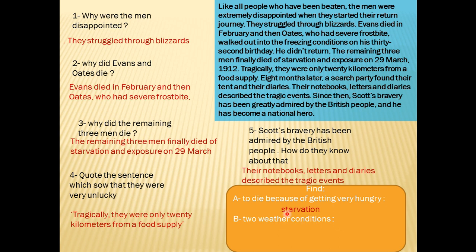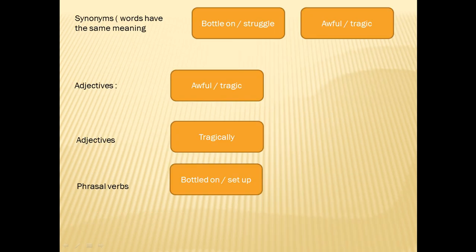Two weather conditions. We said here blizzards, and also we have freezing conditions. Let's go now to the next slide. We have these things that we can work through in the text. We have here synonyms, words that have the same meaning. So we have in the text some words that have the same meaning.